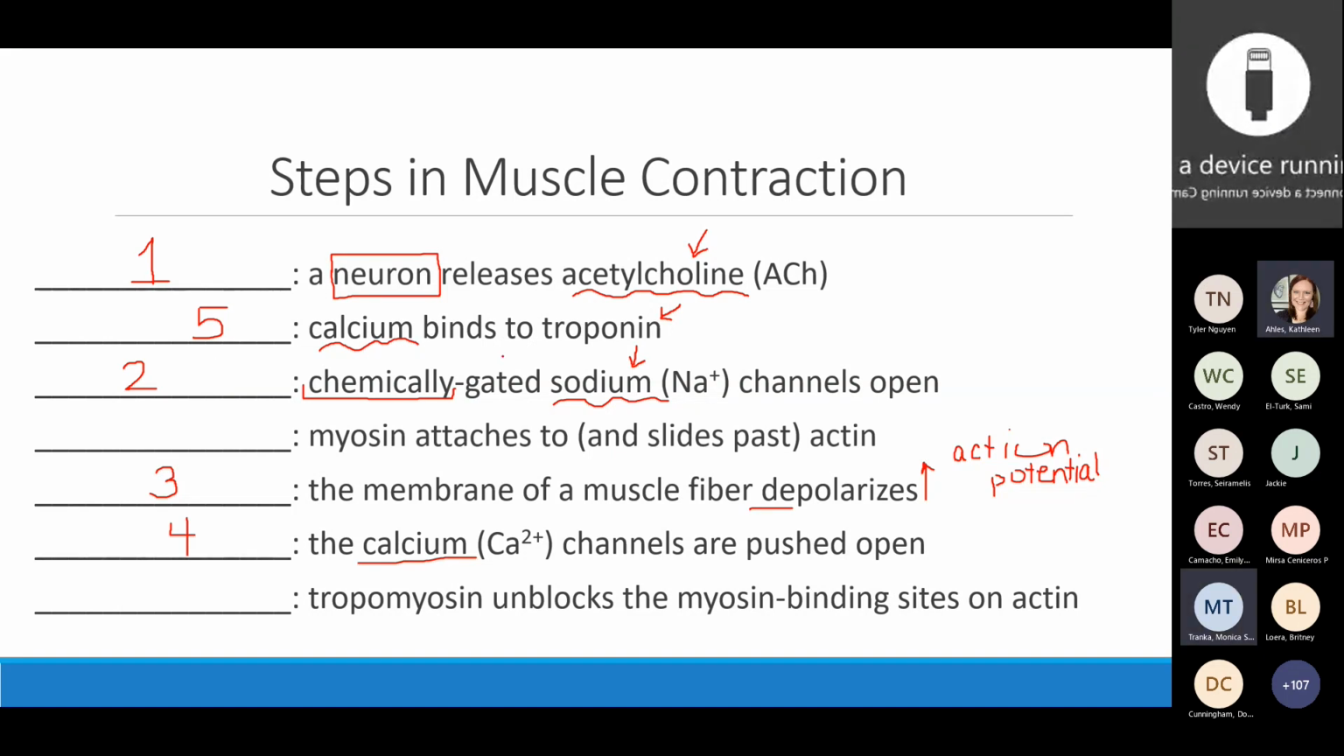So calcium is going to bind to the troponin. Push pin pops out. When the push pin pops out, the spaghetti noodle moves out of the way as well. And when that spaghetti noodle moves out of the way, now I can do the cross-bridge cycle.